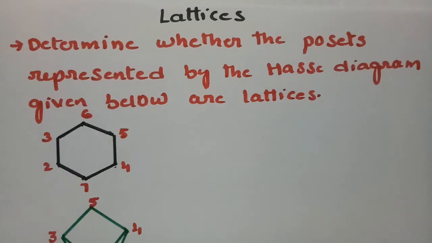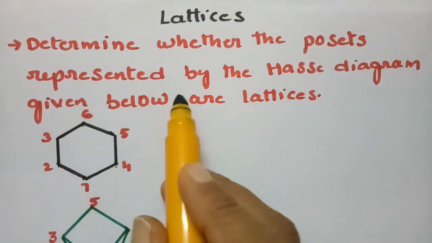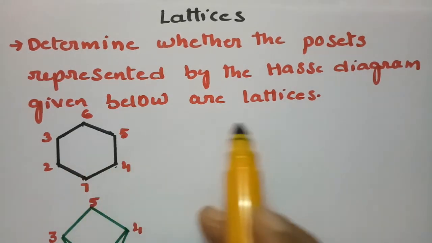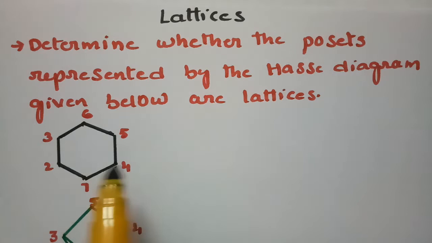Today's topic is on lattices, and it is related to discrete mathematics. Here are a few examples, and we have to determine whether the posets represented by the Hasse diagrams given below are lattices. Let's get started. This is the first example.